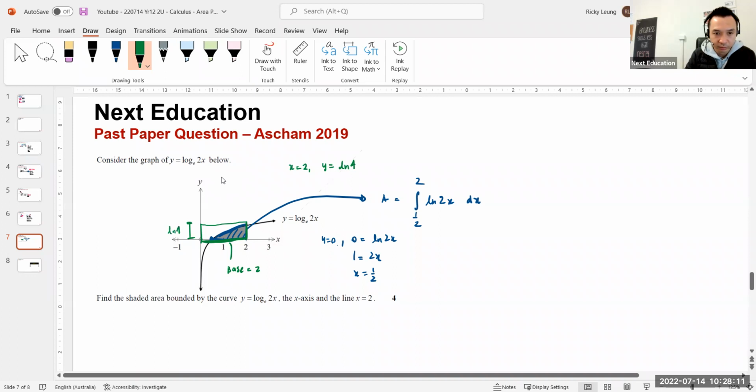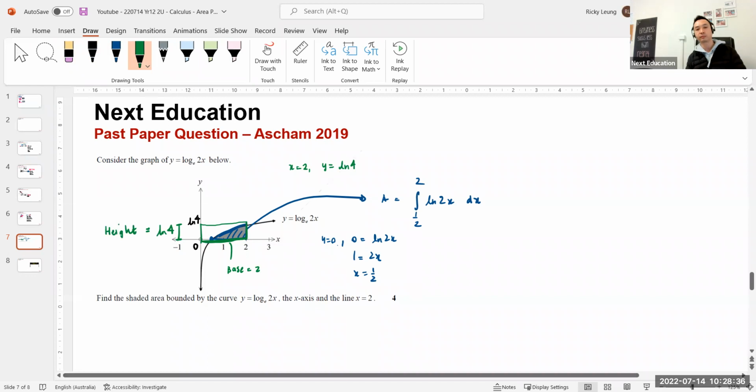Which basically means this is 0 here, and this is ln 4. Let me remove this and clean this right up. So this is 0 and this is ln 4, which means the height of this rectangle is ln 4. Let me actually write height.